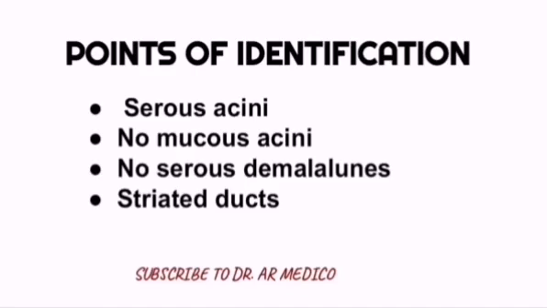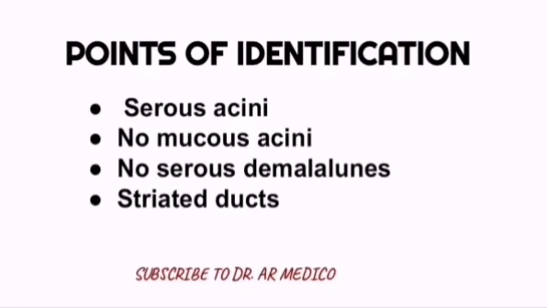Today we're going to learn about the points of identification for the slide of parotid gland. So if you got that in your exam, you can write this point of identification, right? The first thing is that the parotid gland will be fully loaded with the serous acini. Rarely you may find mucus acini, but usually we say there's no mucus acini, and there will be no serous demilunes, and there will be striated ducts, right?